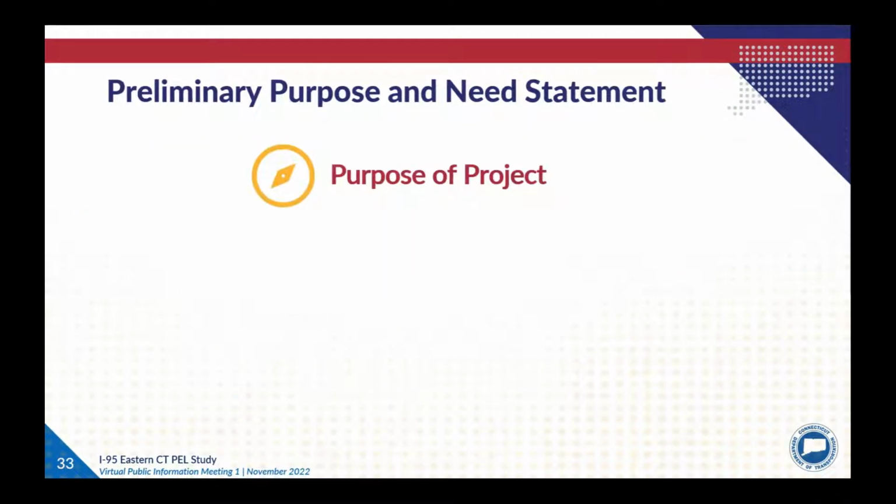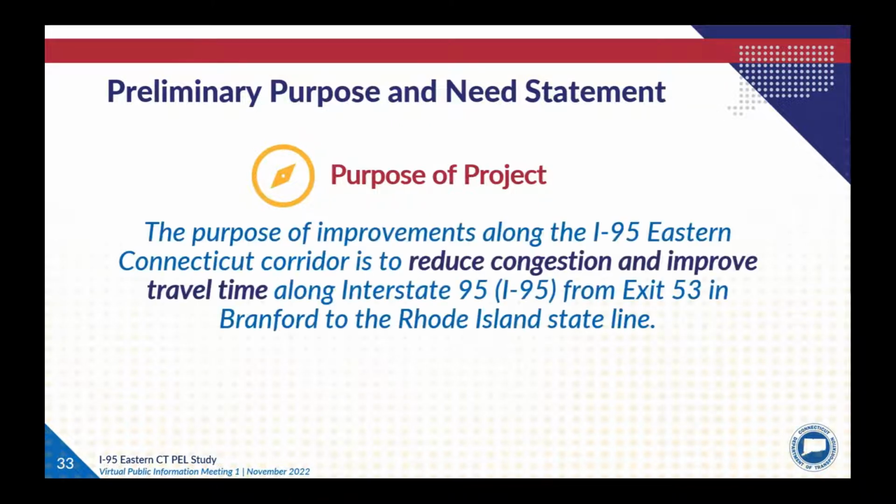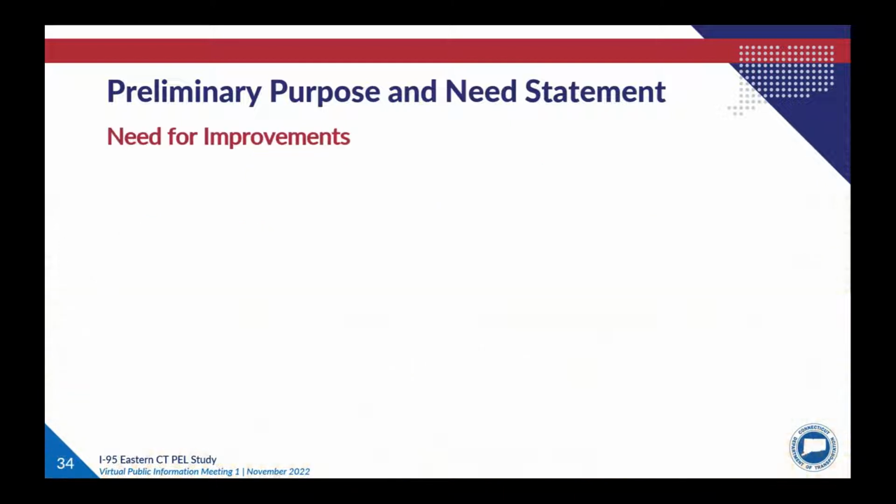The purpose of improvements along the I-95 Eastern Connecticut corridor is to reduce congestion and improve travel time along Interstate 95 from exit 53 in Branford to the Rhode Island state line. The transportation needs within the corridor are organized by mobility issues and roadway deficiencies.